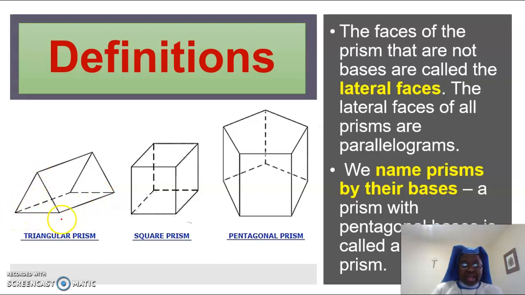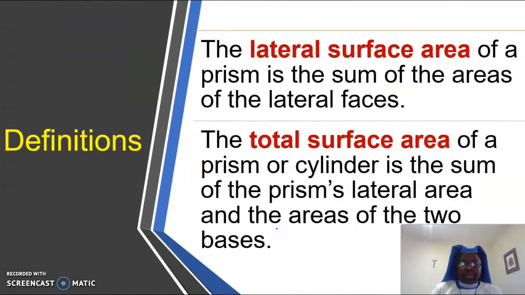This is a triangular prism. We don't look at the face that is lying on the floor. If you look here, the rectangle is lying on the floor, but don't think it's a rectangular prism. No. There are three rectangles here, but there are two triangles here, so it's a triangular prism. This is a square or rectangular prism. This would be a pentagonal prism because the base is a pentagon.